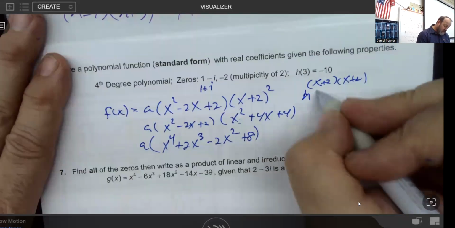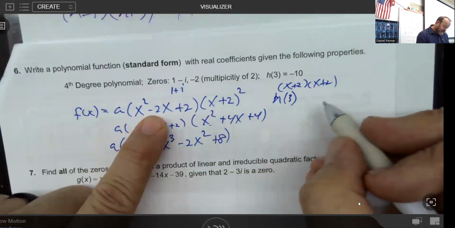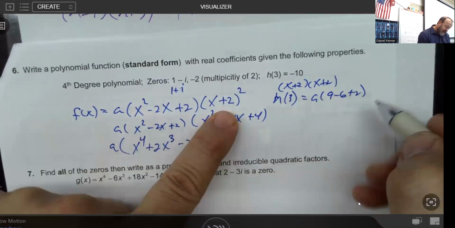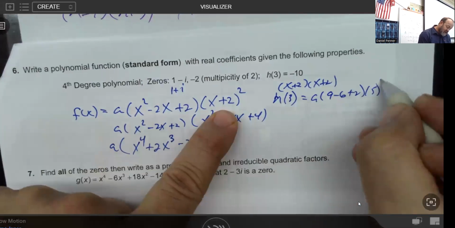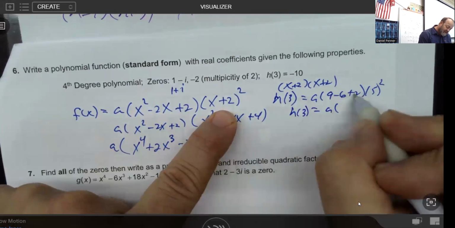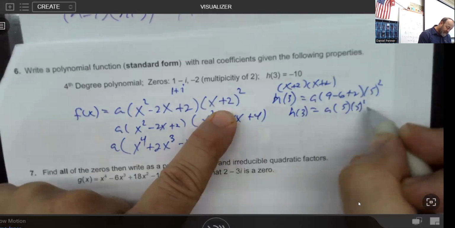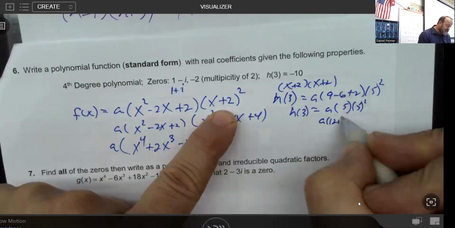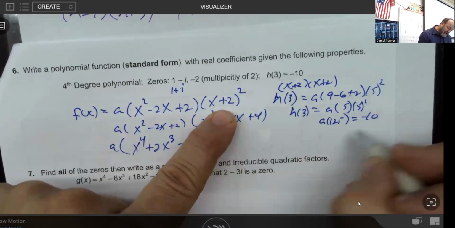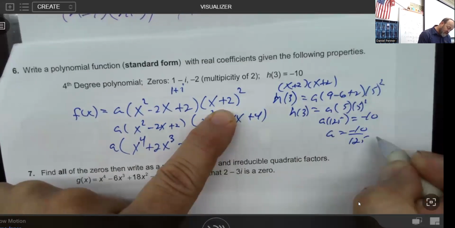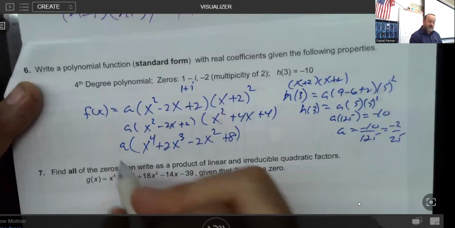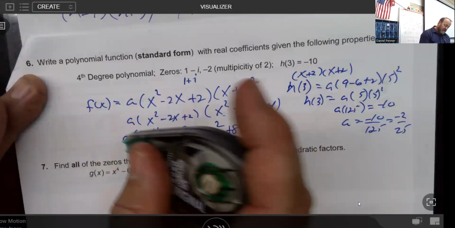h of 3, which would be 9 minus 6 plus 2. 3 plus 2 is 5 squared. So I've got h of 3 is a times 5 times 5 squared, which is 125a, is somehow supposed to be, according to this, -10. So a has to be -10 over 125, also known as -2/25. So if we could put a right here as -2/25, we would be done.